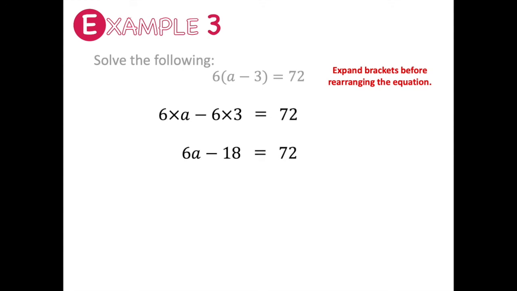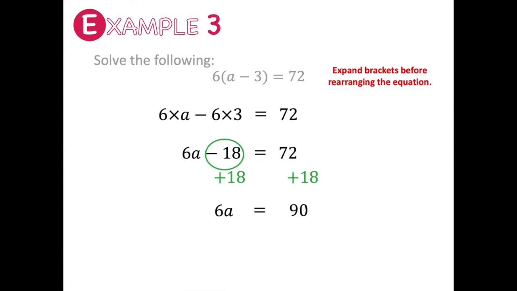Now that I've expanded my brackets, I can rearrange to solve and find my value of a. Applying my reverse BIDMAS order, it is going to be negative 18, or take 18, that I'm going to shift from the left-hand side first. I do that by applying the opposite, so it is going to be plus 18. What I do to the left-hand side, I need to do to the right-hand side. So 6a is going to become equal to 72 plus 18, which is equal to 90.